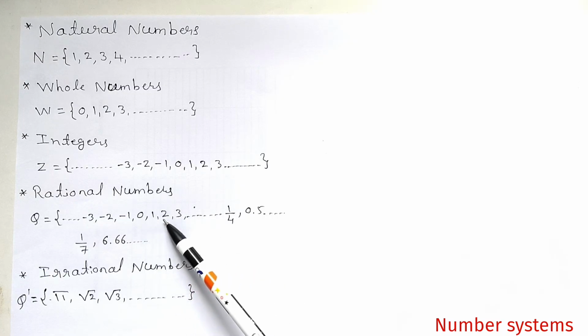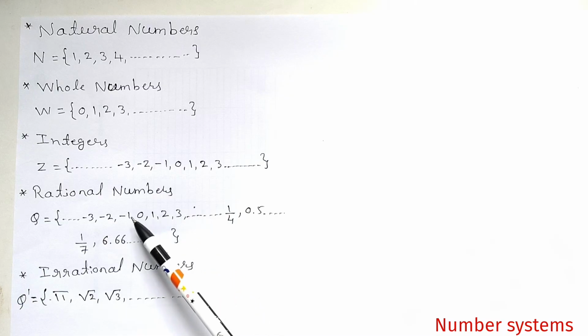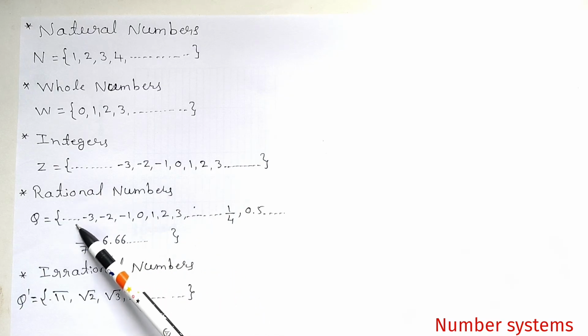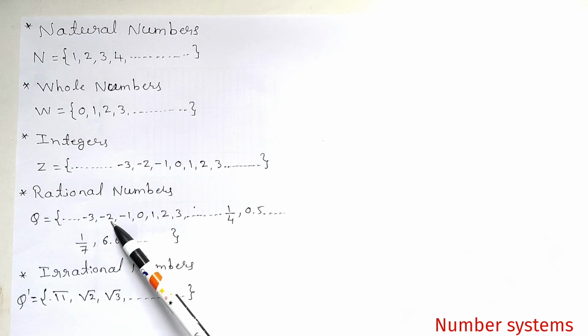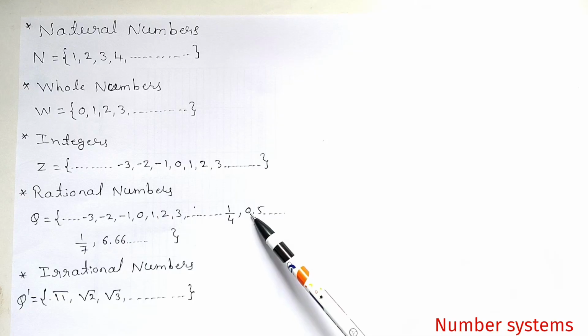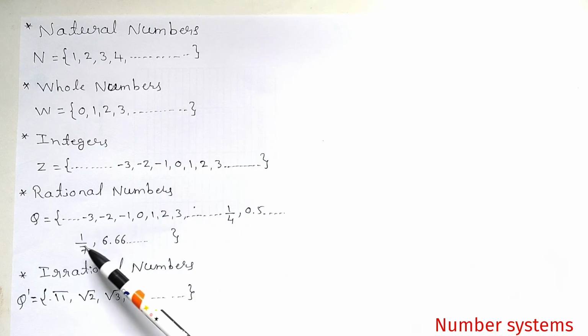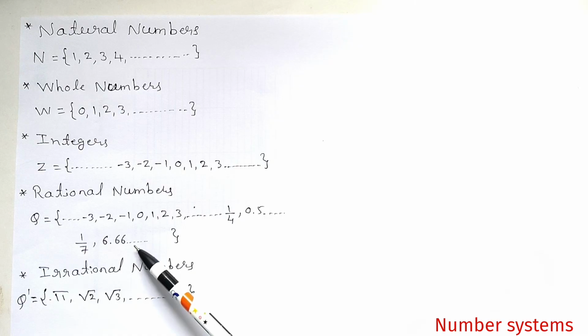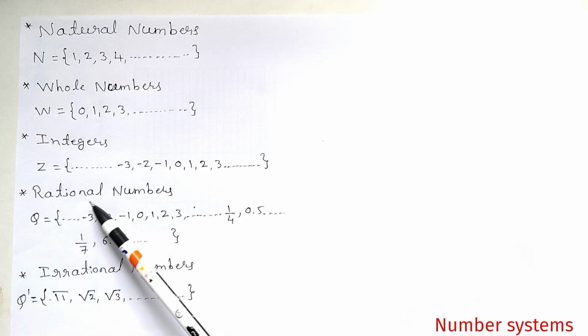For example, 0, 1, 2, 3 up to infinity, and -1, -2, -3 up to infinity, positive integers and negative integers, and also for example 1 by 4, 0.5, 1 by 7, 6.66 and so on. Like this, the numbers we can express in the form of p by q we call rational numbers.